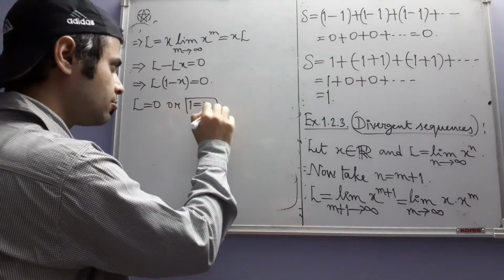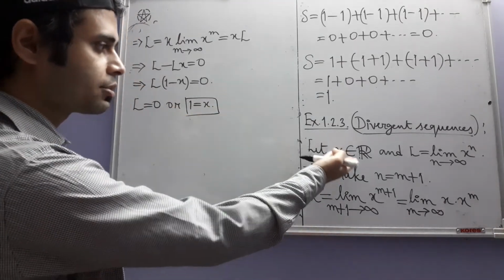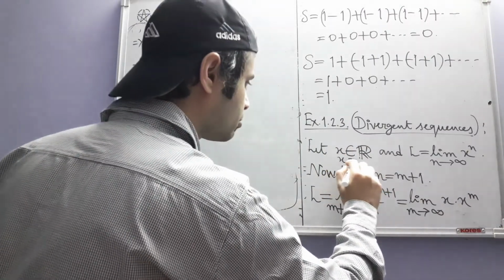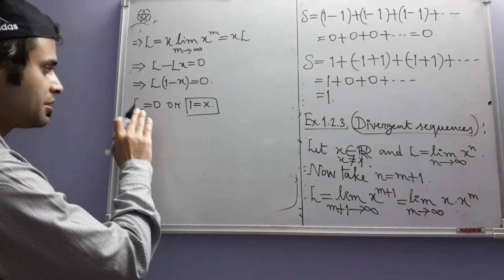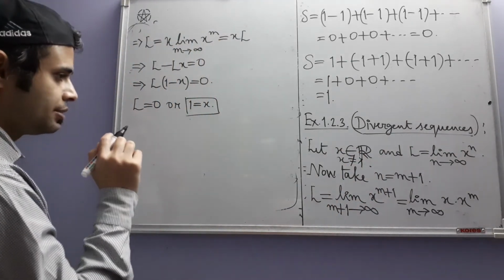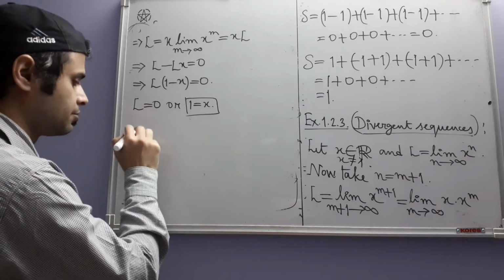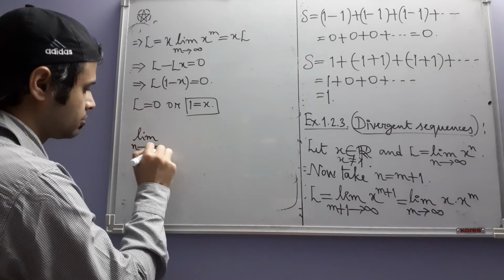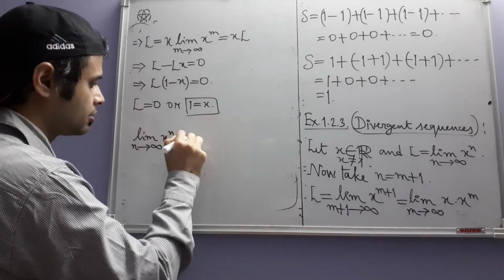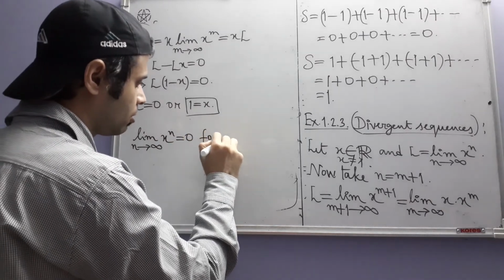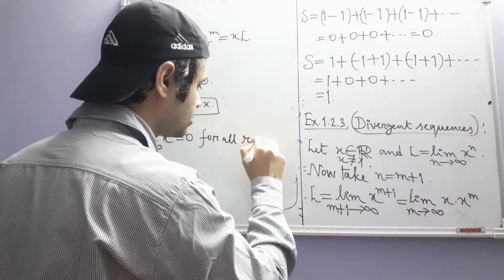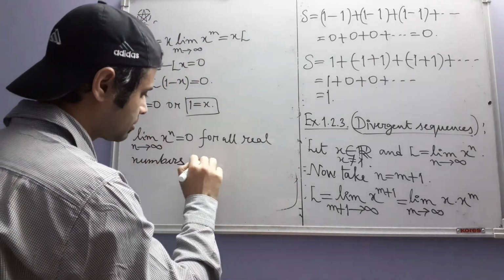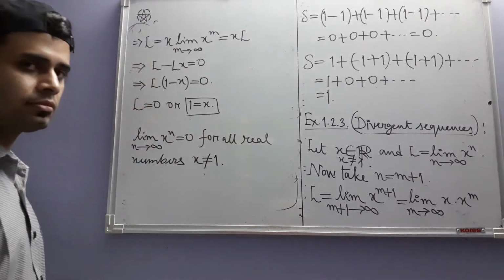This I can rule out quite easily. Just take x to be not 1. So if I am choosing x to also not be equal to 1, then I must have L is equal to 0. So it seems that I have shown this. Limit n tends to infinity, x to the power n is equal to 0 for all real numbers x not equal to 1. It seems like that.